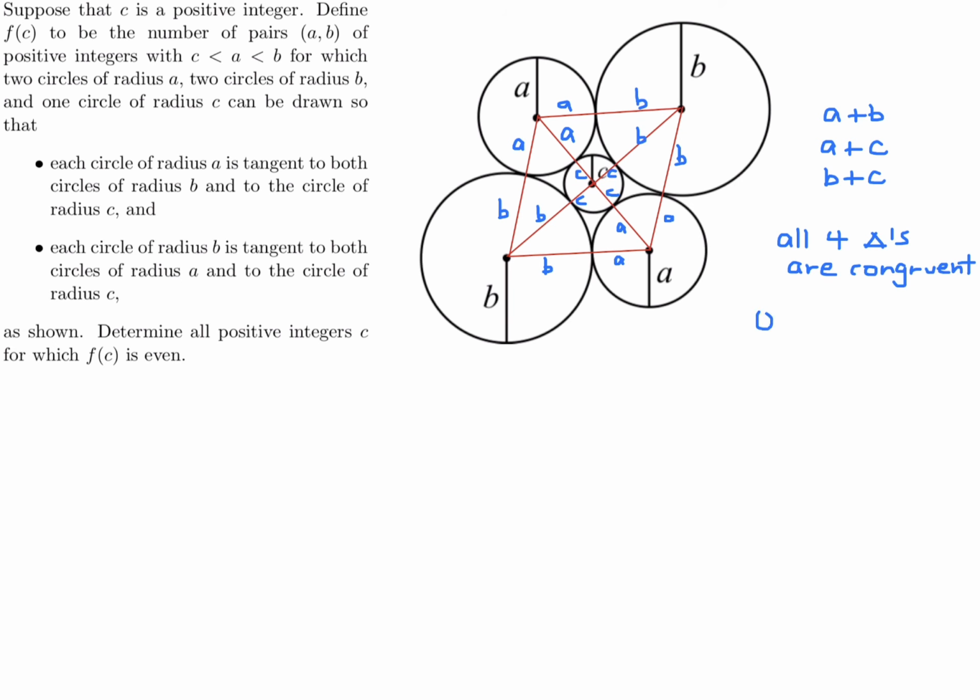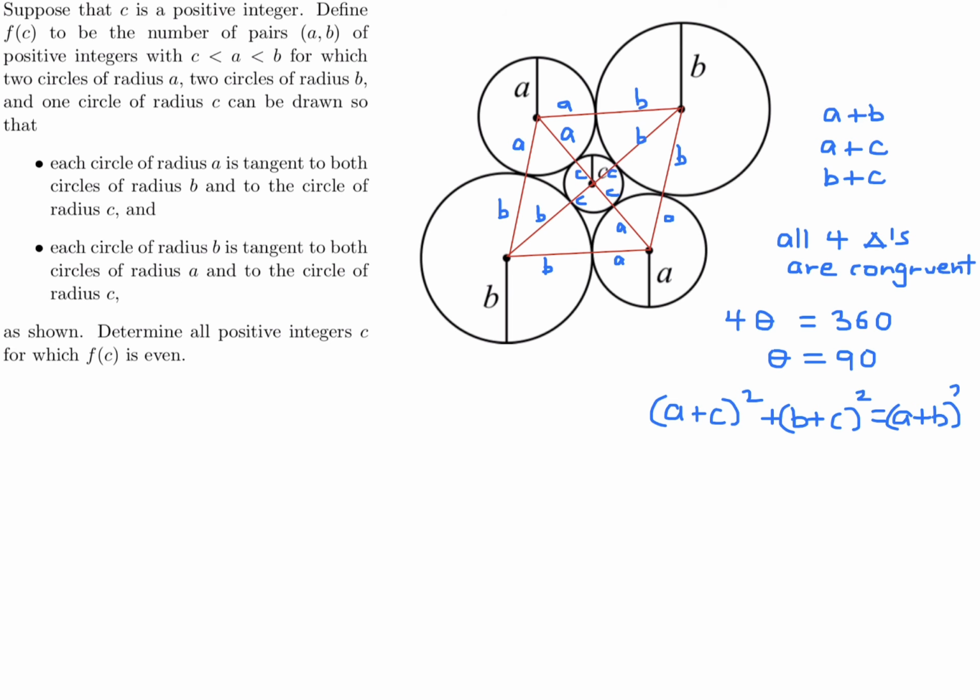So if each angle is theta, 4 theta would basically be equivalent to all the way around, which is 360. So each of those thetas is 90. So basically that's a right triangle. It's a right triangle. And because it is, we can use Pythagoras. So let's just use it on this one right here. This is the right angle right there. So that's going to be a plus c squared plus b plus c squared is equal to a plus b squared.